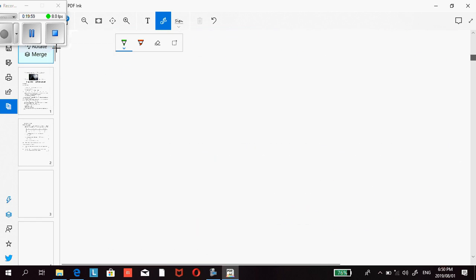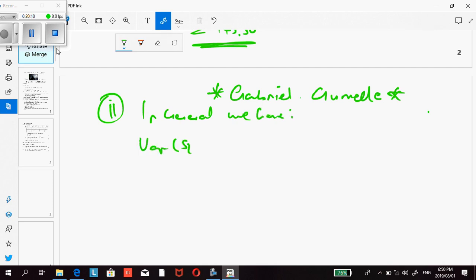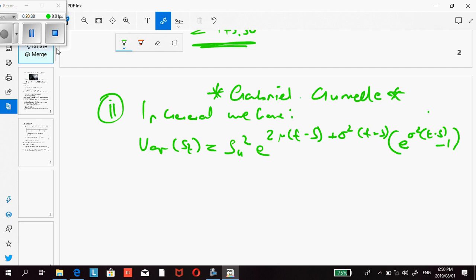Now, if I jot it down, I have in general, so this is part 2, the variance of S sub t, which is the final time, being equal to the price initially all squared, e to the power 2 mu into t minus s plus sigma squared into t minus s, multiplied by e to the power sigma squared into t minus s, minus 1.